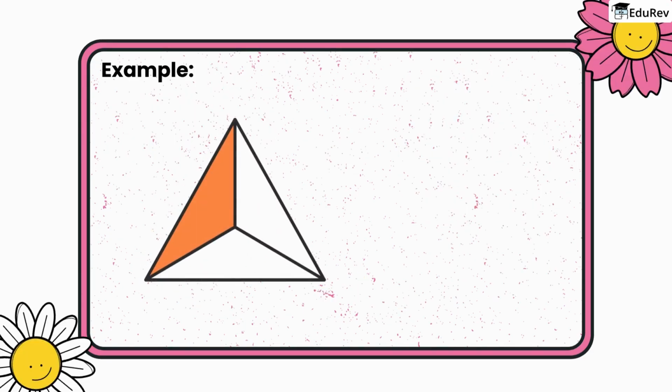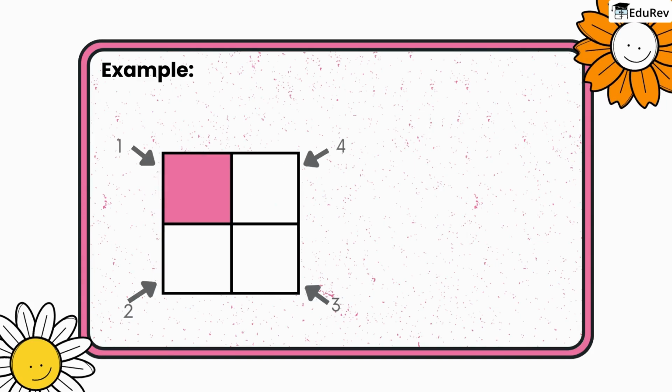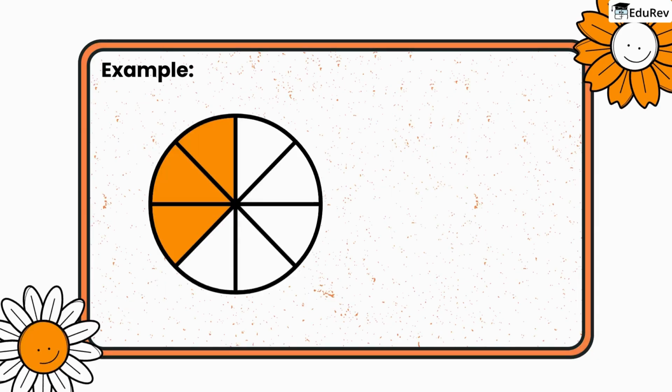Look at this triangle. It is divided into 3 equal parts, so the denominator would be 3 and the shaded part is 1, so the numerator would be 1. Therefore the fraction for the shaded part is 1 by 3. Let's see another figure. This figure is divided into 4 equal parts, and the shaded part is 1, so the fraction for the shaded part would be 1 by 4. Now see this figure. It is divided into 8 equal parts, and shaded parts are clearly 3. So the fraction for the shaded part is 3 by 8.